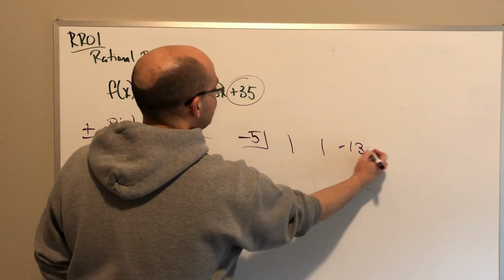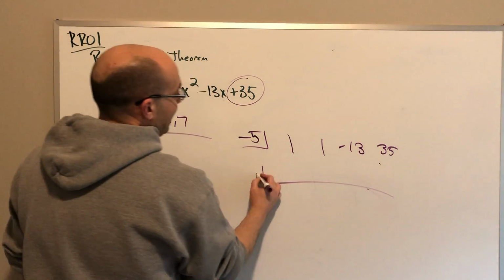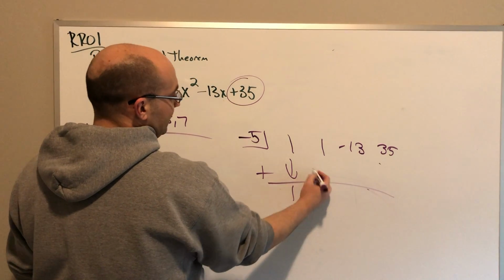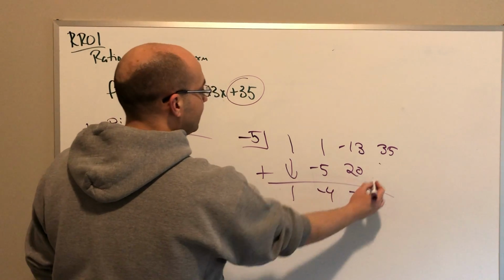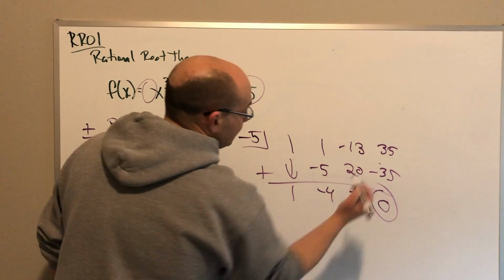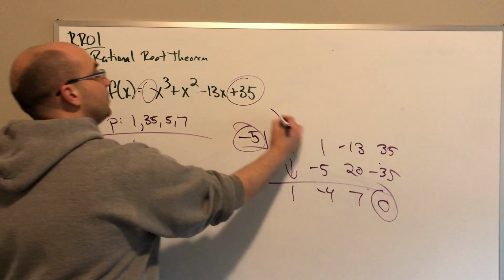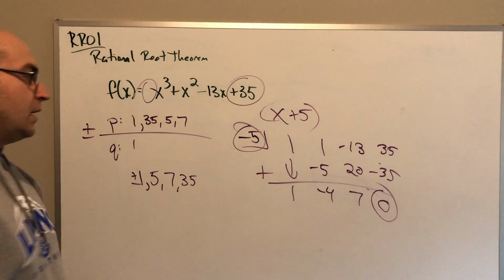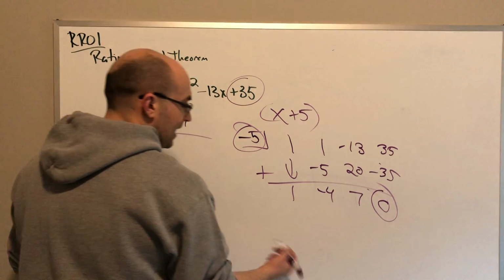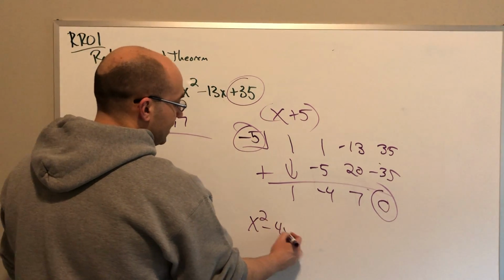1, 1, negative 13, and 35. Remember, I'm adding down. The 1 comes down. 1 times negative 5 is negative 5. That's negative 4. Then 20, then negative 35, 0. Done. So I know that negative 5, or the factor x plus 5, is my factor and root. And now I've got a nice, neat quadratic, x squared minus 4x plus 7.